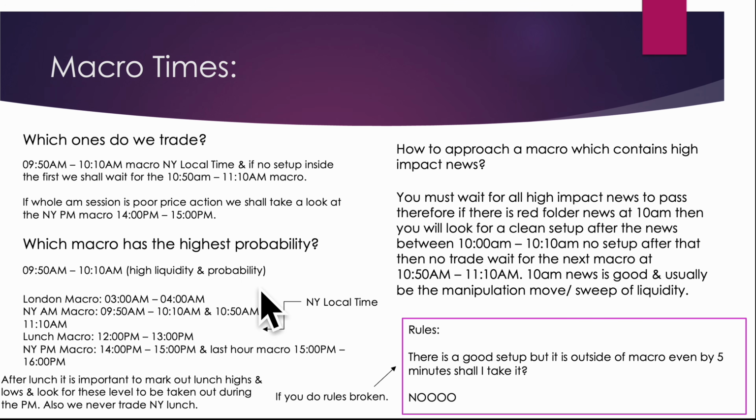And then for lunch highs and lunch lows, you want to mark that out for the PM session. So if you're trading the PM from 2 PM to 3 PM, which is the macro for the PM, then you'd look for lunch lows or lunch highs to get taken out, and then obviously target the opposing liquidity. And then which macro is the highest probability? Of course it's the 9:50 to 10:10 AM, the first AM macro, 20 minutes after the New York Open.